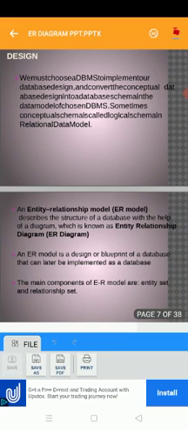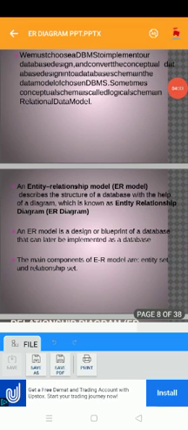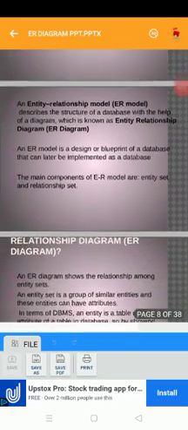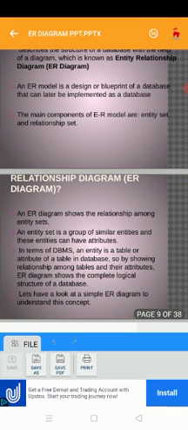The main components of the ER model are entity set and relationship set. In the ER model we basically discuss entities and relationships; that is the main concept in this chapter. The entity relationship diagram is also known as the ER diagram. An ER diagram shows the relationship among entities. An entity set is a group of similar entities, and these entities can have attributes. In terms of DBMS, an entity is a table.